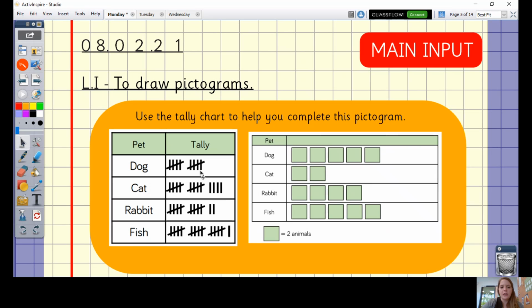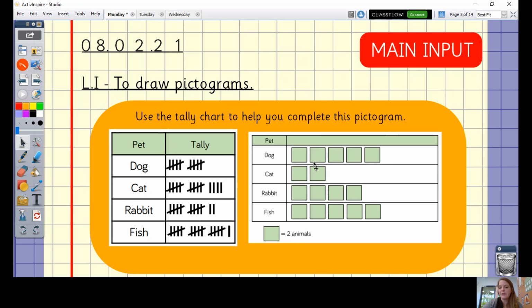I'm going to check my tally chart. Remember, I'm counting in the fives on my tally chart, so 5, 10. My tally chart shows 10, and in my pictogram, it shows 10. Okay, so that's what we're going to do. We're going to look at what's in the tally chart and then count what's in my pictogram already, and then you can draw the extra squares you need to complete.